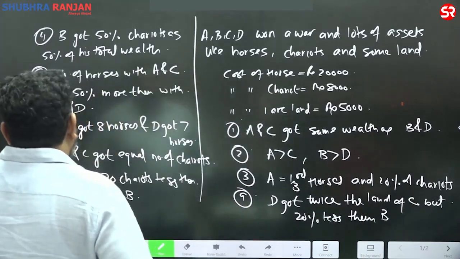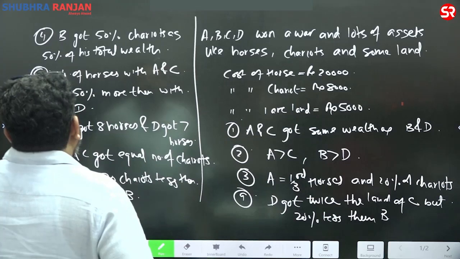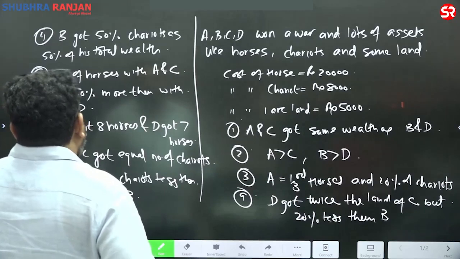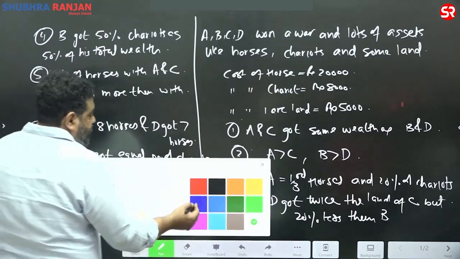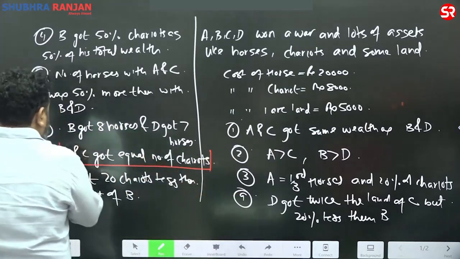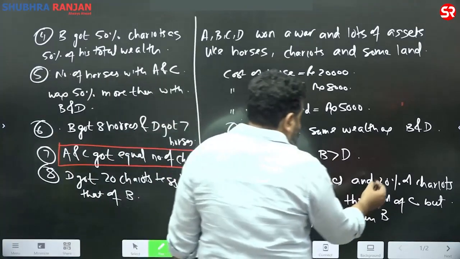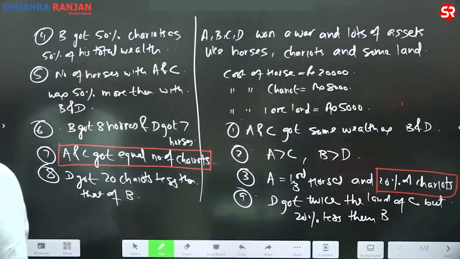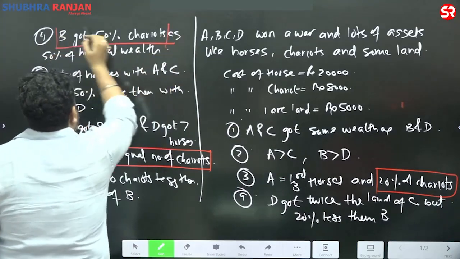20%, A got 20% of the chariots. I think this is a very relevant information which would solve the chariots issue. A and C got an equal number of chariots, and A got how much? 20% of the chariots. And then B got 50% of the chariots.